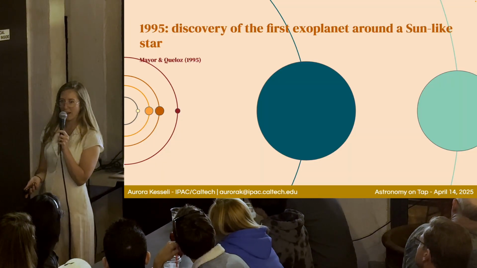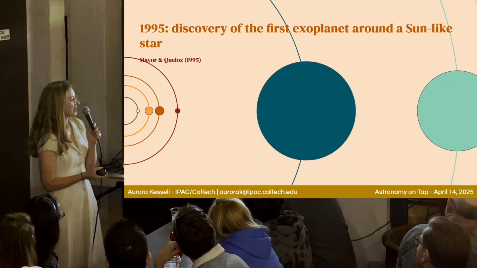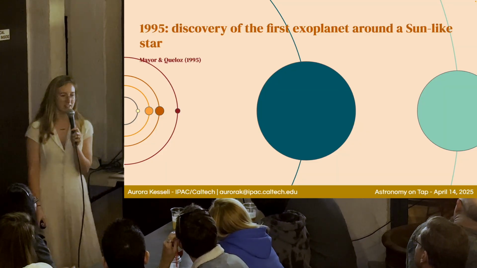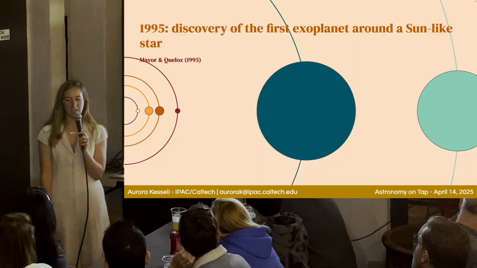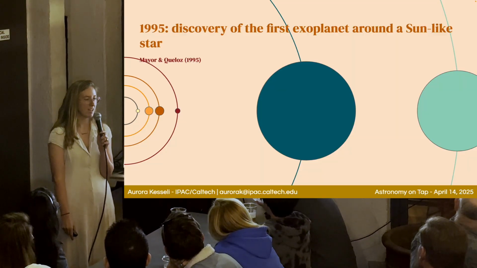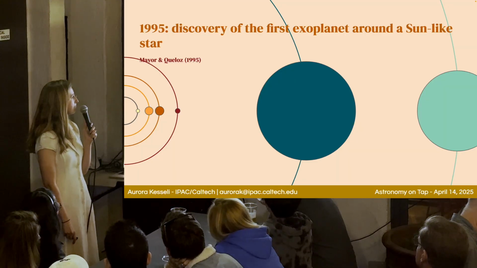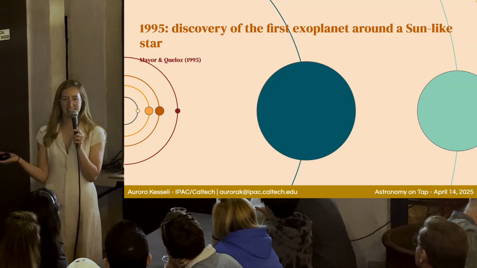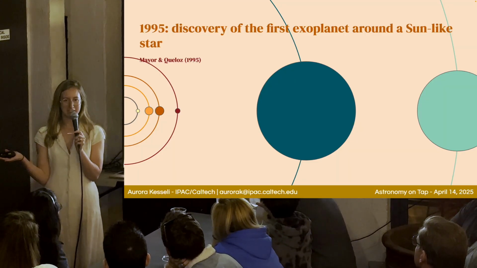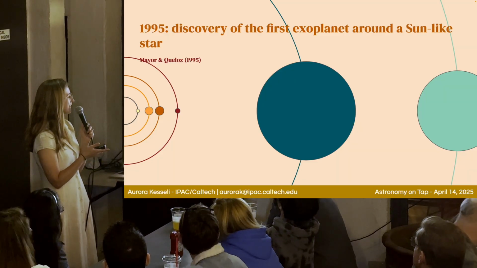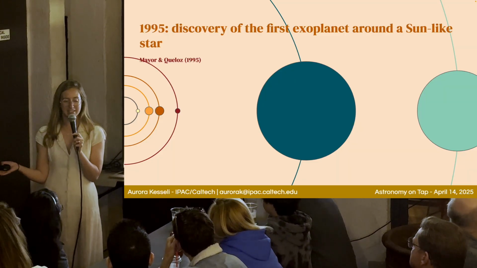Then 1995 happened. This was the year that the first exoplanet around a sun-like star was discovered. This was a pretty major discovery. This is the first time that we had seen what other planets are out there. It's pretty crazy that 1995 to now is 30 years. The field of exoplanets is younger than me. It's been growing really fast ever since.